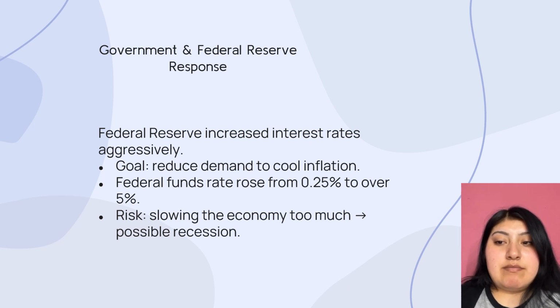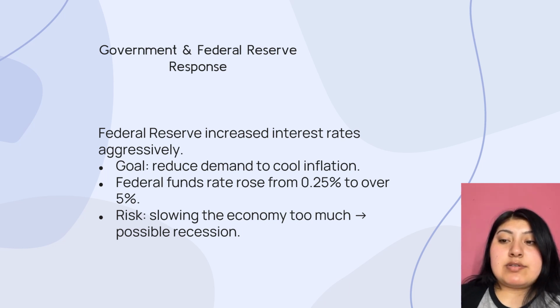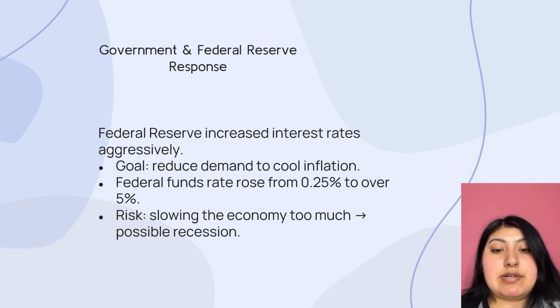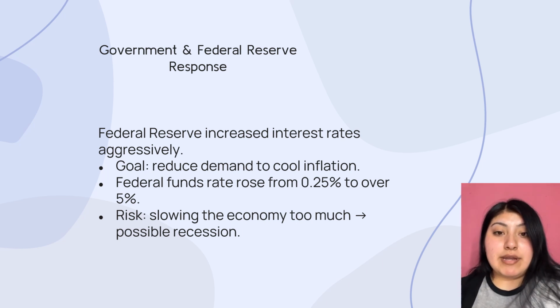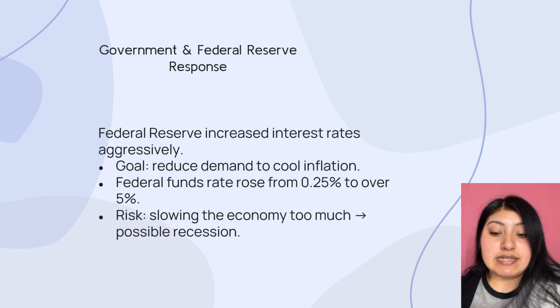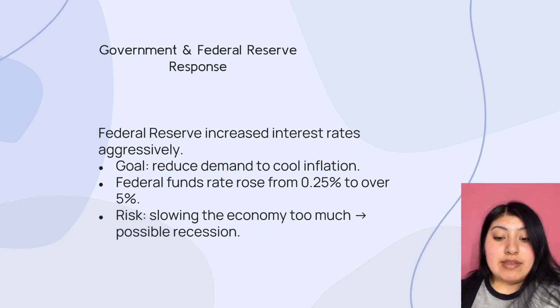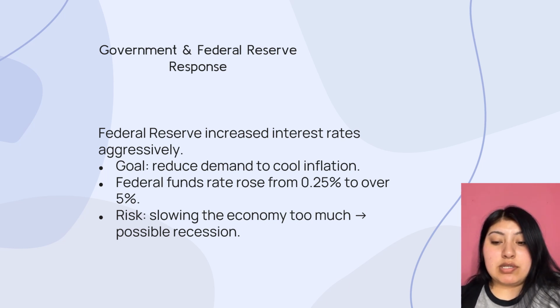The federal funds rate went from near 0% in early 2022 to over 5% by mid-2023. This made credit card loans and mortgages more expensive, slowing economic activity. However, this slowdown raised concerns about a possible recession.